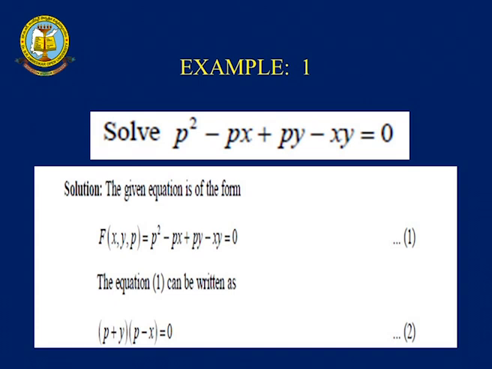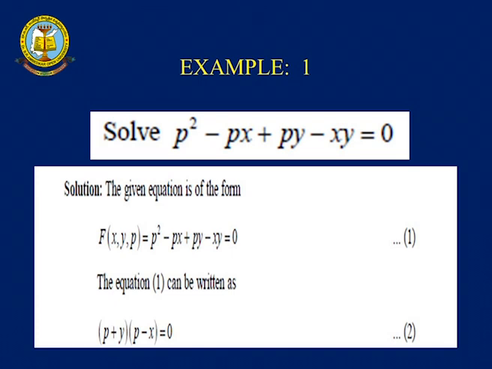So let us go to one problem, see the examples. The first problem: p square minus px plus py minus xy equal to 0. So this is an equation solvable for p. The given equation is in the form of f of x comma y comma p, that is p square minus px plus py minus xy equal to 0. So first we have to make a factorization. So the equation we can write in factorized form as p plus y into p minus x equal to 0.